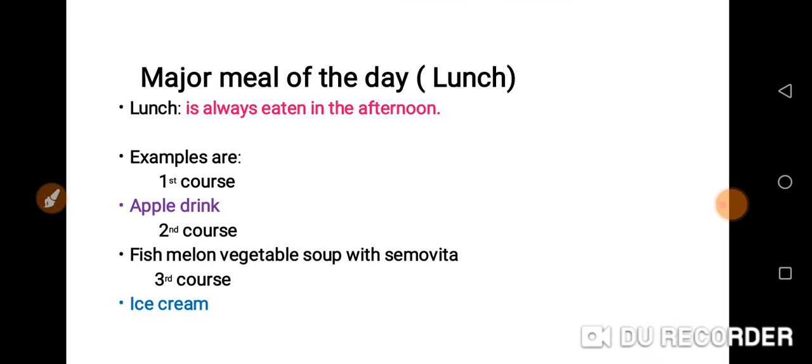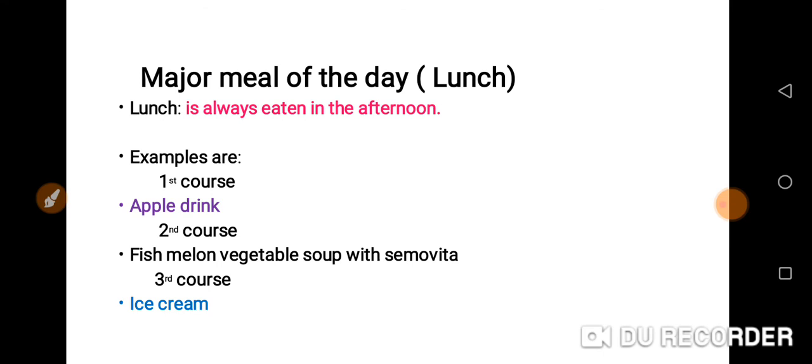Then the second major meal of the day is lunch. Lunch is always eaten in the afternoon, and it must also comprise the three-course meal, which starts with apple drink. The second course, fish melon vegetable soup with semovita, and the third could be ice cream or fruit salad. It depends, but the major thing is that your meal of the day must consist of a three-course meal.